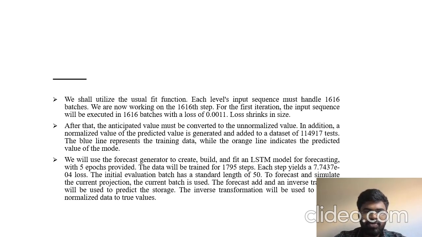We will use the forecast generator to create, build, and fit an LSTM model for forecasting with 5 epochs provided. The data will be trained for 1795 steps. Each step yields a 7.7437E loss. The initial evaluation batch has a standard length of 50.